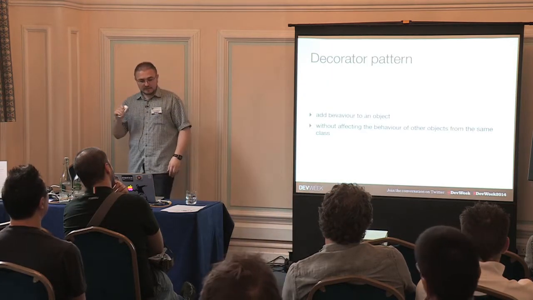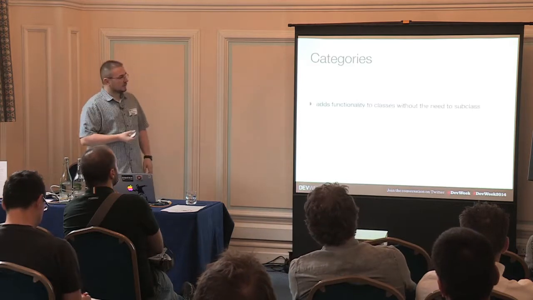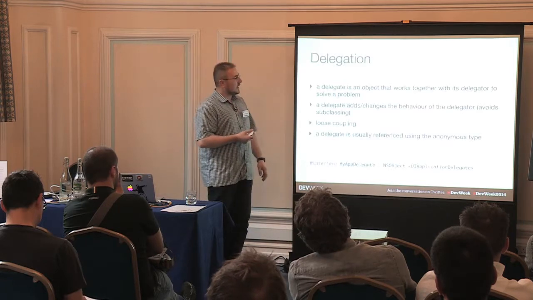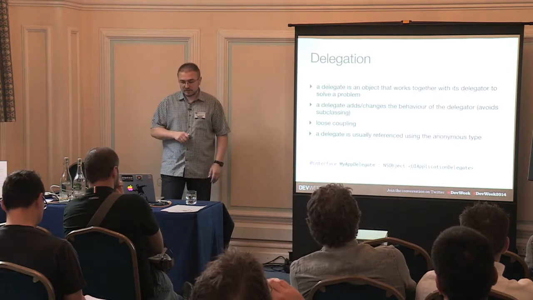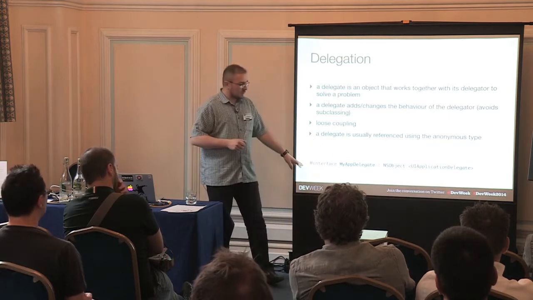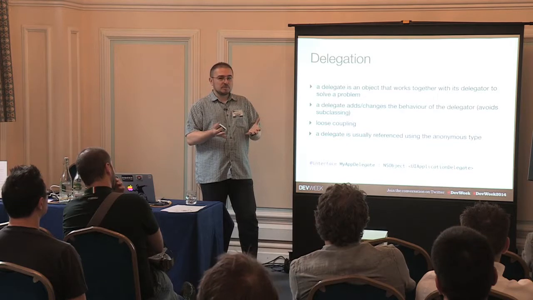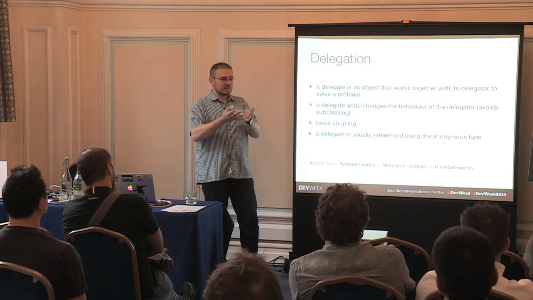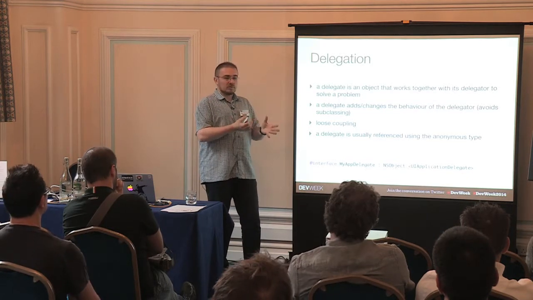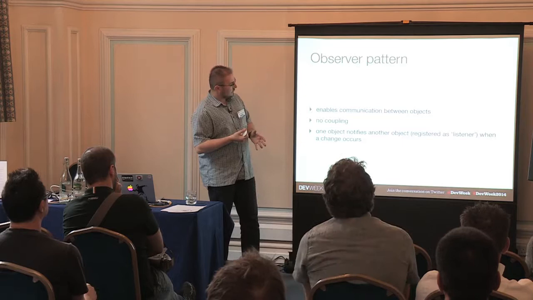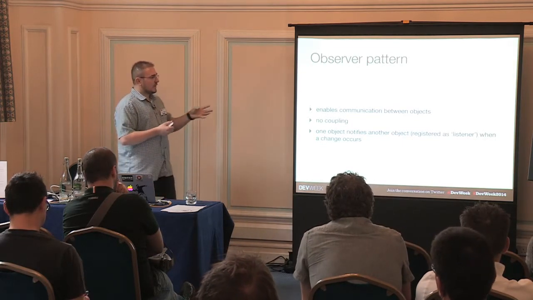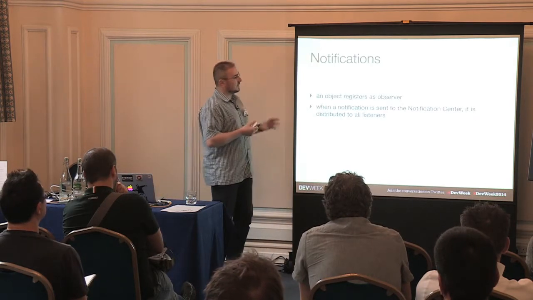So another thing we have is the decorator pattern. And we saw the categories that add functionality to a class. We have delegation, which we'll show in a second, so it works in conjunction with protocols. So in this case, by default, when you create an application, it creates an app object, but it creates a delegate for that app. So every time the app does something, a particular method is called on the delegate. So I think I skipped a slide for some reason. Never mind. Another thing we have is called the observer pattern, and we have notifications.